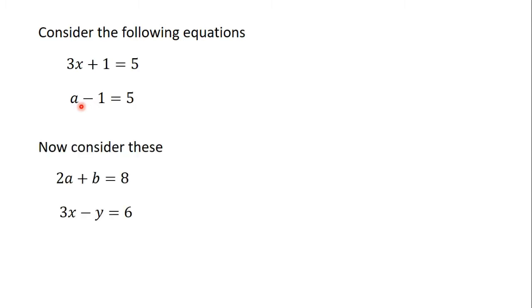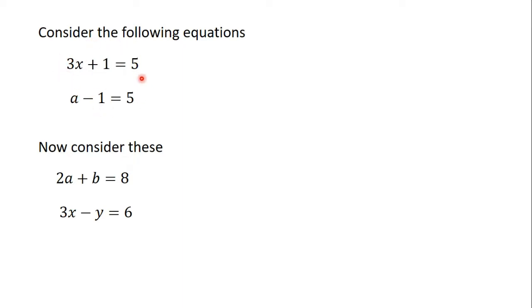Now, let's look at these equations too. In the same video on Introduction to Linear Equations, we saw that this equation here, 2a + b = 8, is also a linear equation. We explained that in detail. We also saw that 3x - y = 6 is also a linear equation. But you can see that there's a clear difference between these types of linear equations and these ones.